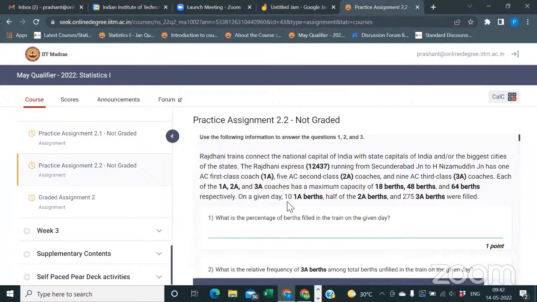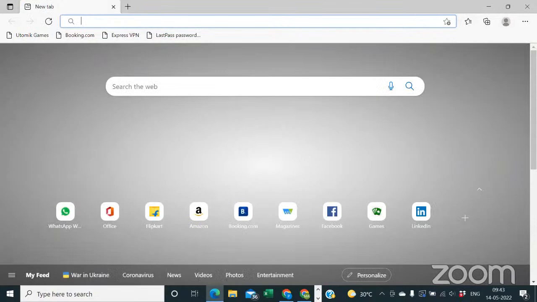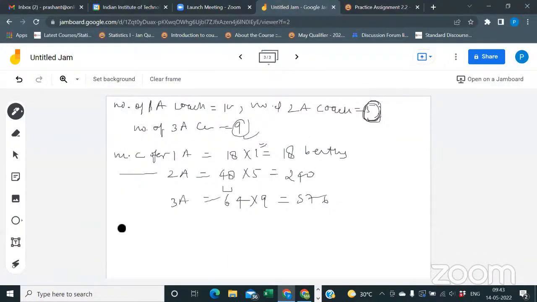Now it is asking about the given day. If you see, on the given day there are 10 first AC berths, half of the second AC berths, and 275 third AC berths. So on the given day, for first AC it was 10. For second AC it was half of 240, that is 120. And for third AC it was 275.